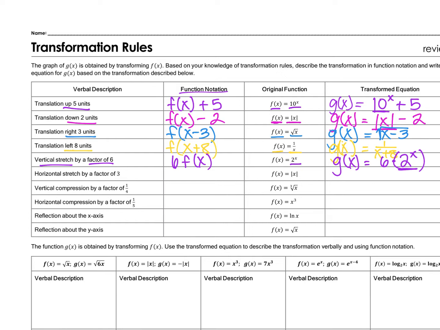Okay, so the next one, we have a horizontal that goes on the inside, and it's always the opposite. So horizontal stretch by a factor of 3. We would have g of x equals, inside the absolute value bars, instead of 3, we're going to do the reciprocal, so 1/3 x. So when I write f of x, I need 1/3 x inside the parentheses in function notation. So remember, horizontal, whether it be a stretch or a compression, it's always the opposite, so do the reciprocal of that number.